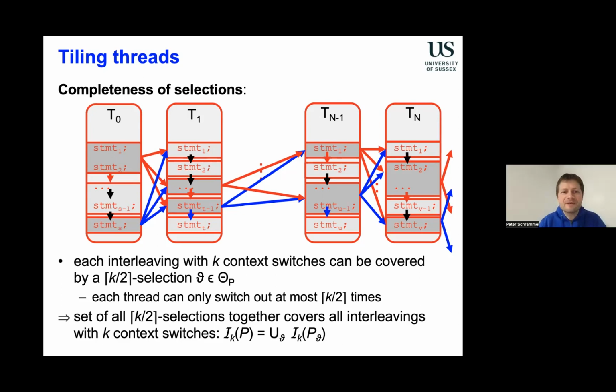Yeah, so if you just have a problem with two threads, and the number of context switches is bounded to k, then you can only jump out of each of the threads at most k over 2 times, because you have essentially k over 2 context switches out of the first thread and k over 2 context switches out of the second thread. You can't have more than that, because overall it's bounded to k.